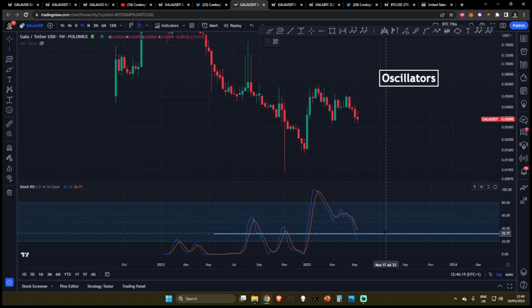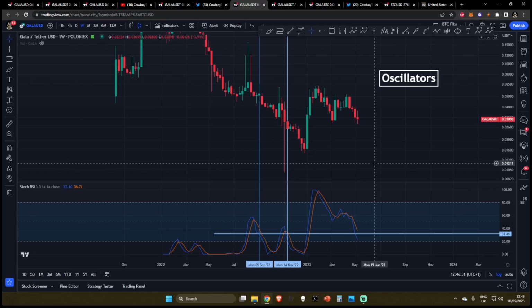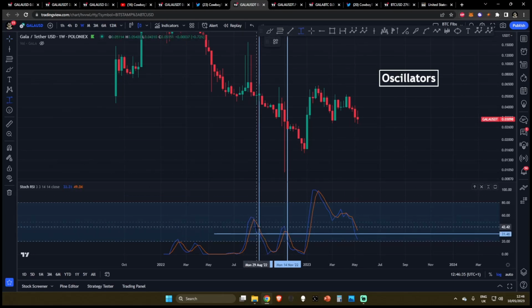If I come over and look back at previous data and put some vertical rays on where the stochastic RSI was trading when we were in bearish territory prior to this, you can see coming down, we had a bearish cross and we were breaking down. So obviously quite recently we've had a bearish cross and we're coming down. We had a bearish cross here, we were coming down. We had a bearish cross here, we were coming down.